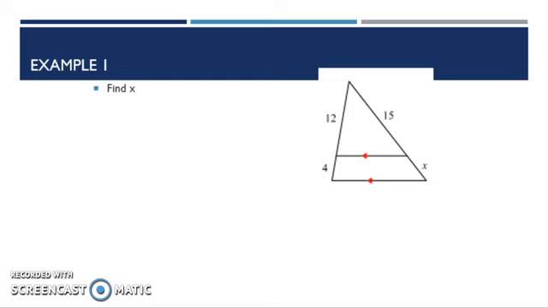Right. 12 is to 4 is 15 is to x. Cross multiply, we get 12x equals 60, so x equals 5.